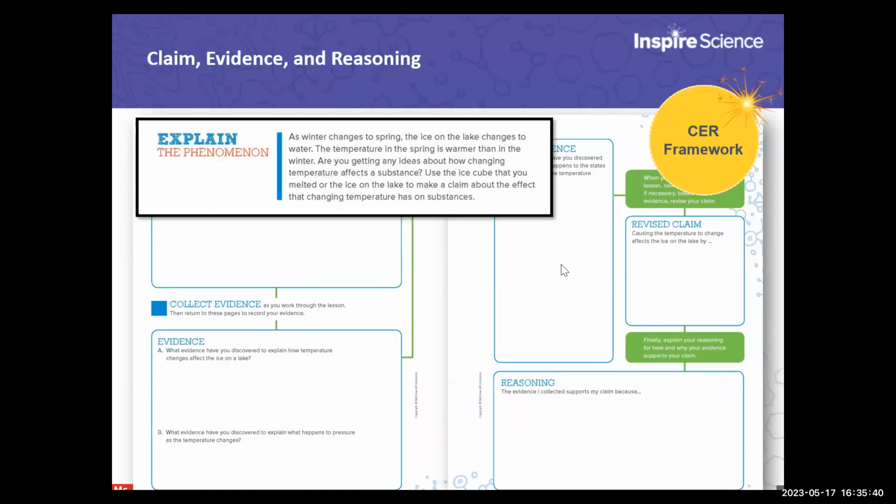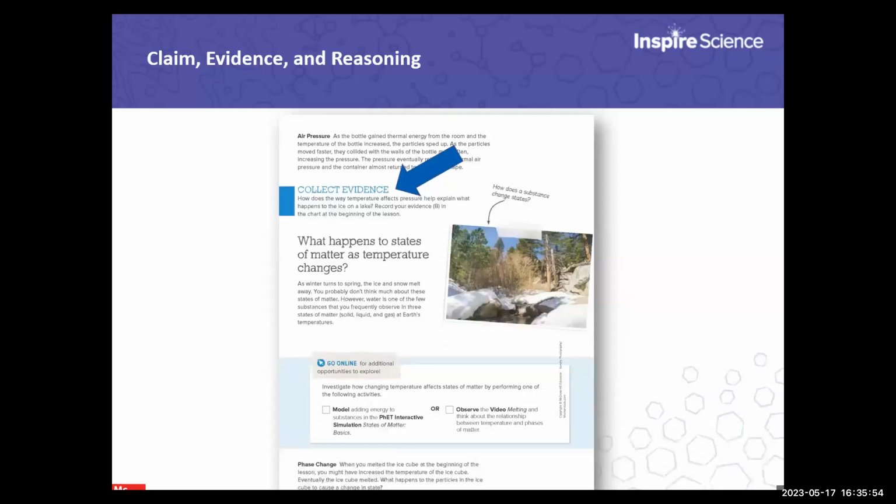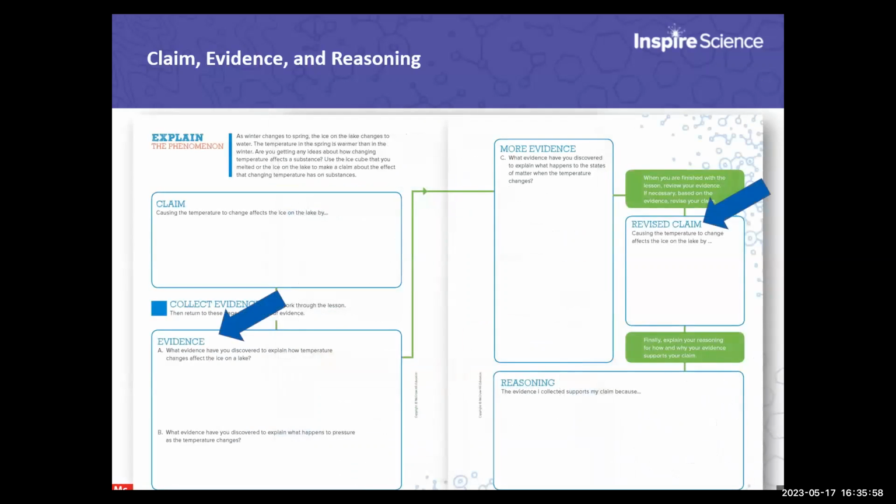And eventually, at the end of the lesson, we're going to have them connect their claim with evidence and make a reasoning statement, which puts it all together. So claim, evidence, reasoning. It's a part of K-8 in Inspire Science, much more prominent in 6-8 than it is in K through 5. How do students know when they need to collect some evidence? They're going to see a little blue box, and that's their clue to go back to that specific box and either make a claim, add evidence, revise their claim, or start making that reasoning statement.